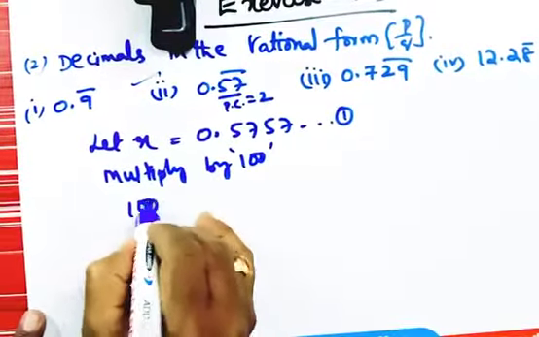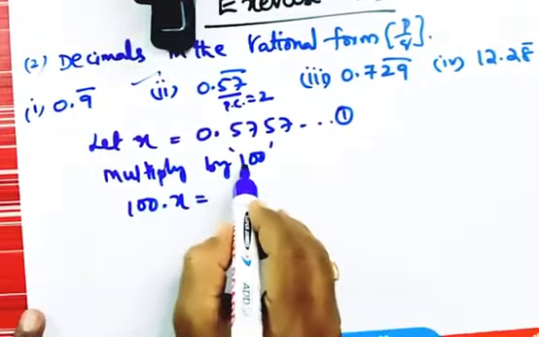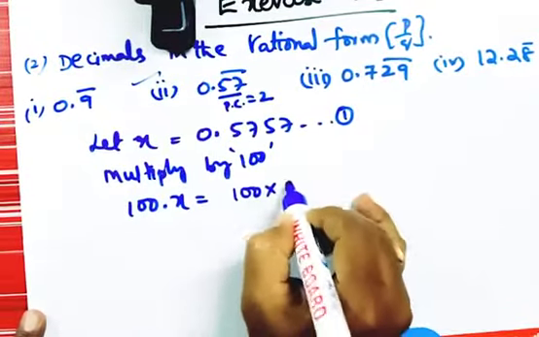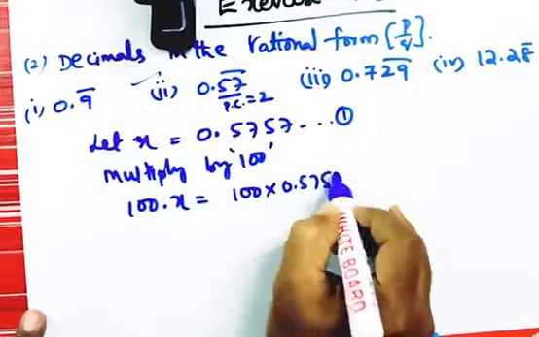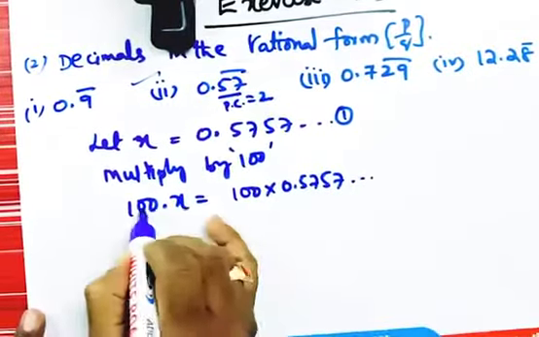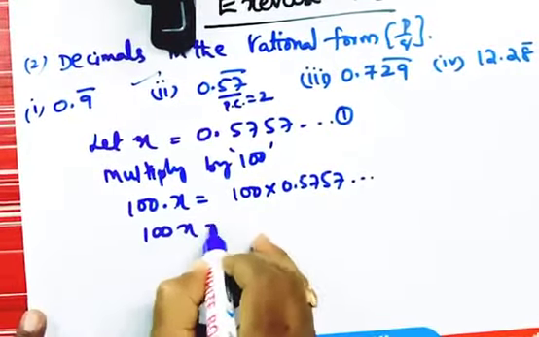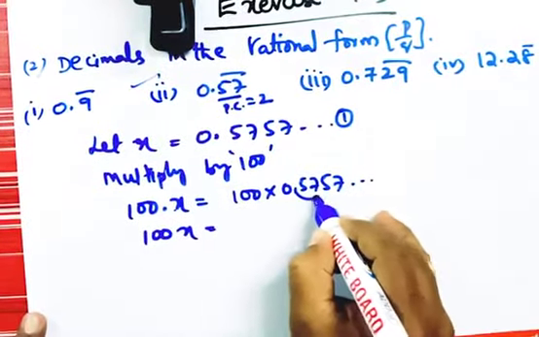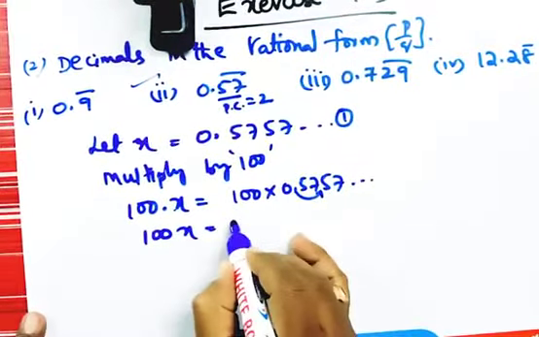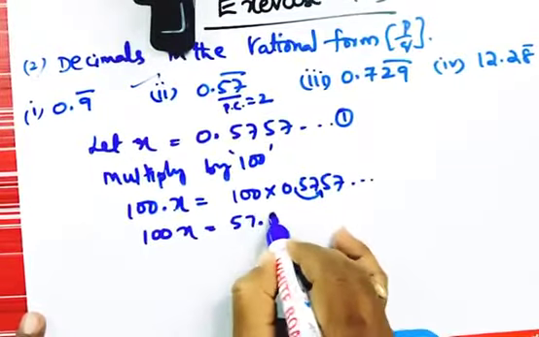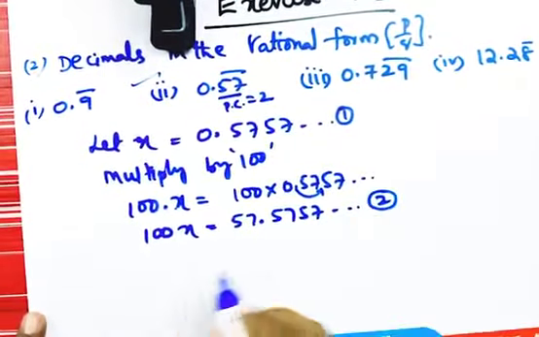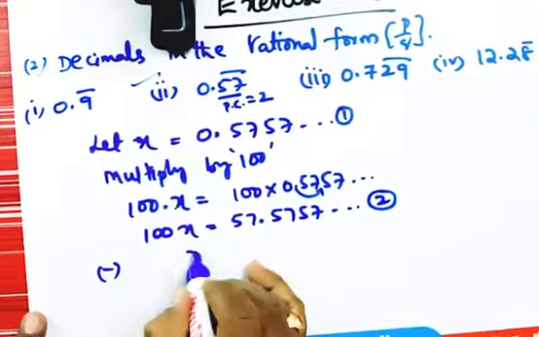So you will get 100 into x. You should multiply by 100 on both sides, LHS and RHS. So you will get 100 into 0.5757, and so on. So 100x is 100 into 0.57 repeating. Here 2 digits are there, so you should move the decimal point 2 places to the right side. So you will get 57.57, again 57 something. This is the second expression.